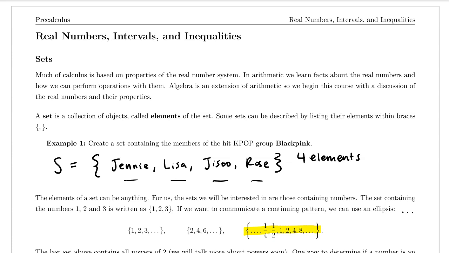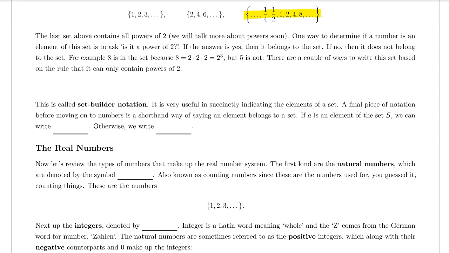Now, this set here, we have ellipses on both sides, so we would be going in both directions, and the next number to the right would be 16 because we're doubling the value each time, and essentially everything in that set is a power of 2. So the last set above, which is highlighted currently, contains all powers of 2. We will talk more about powers soon.